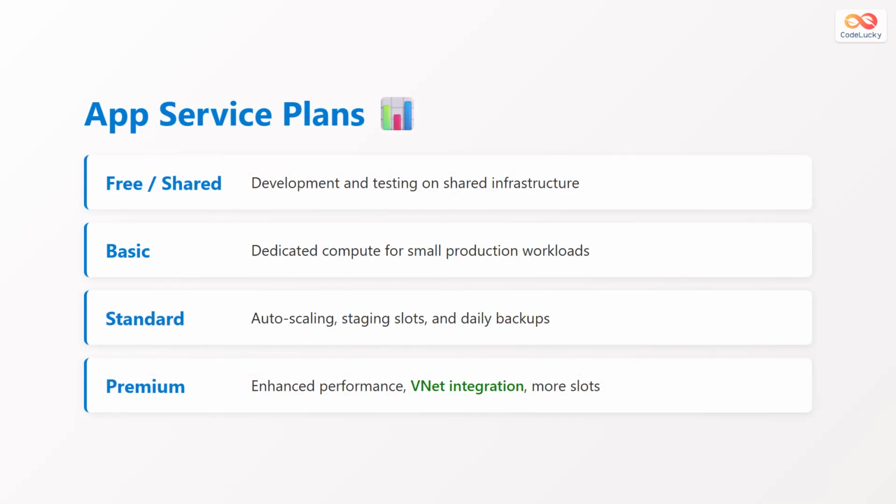Azure App Service runs on what are called App Service plans, which determine the compute resources and features available to your application. There are 4 main tiers. The free and shared tiers are ideal for development and testing, where your app runs on shared infrastructure with other customers. The basic tier provides dedicated compute resources suitable for small production workloads. The standard tier adds auto-scaling, deployment slots, and daily backups, making it great for production applications. And the premium tier offers enhanced performance, virtual network integration for secure connectivity, and more deployment slots for advanced scenarios.